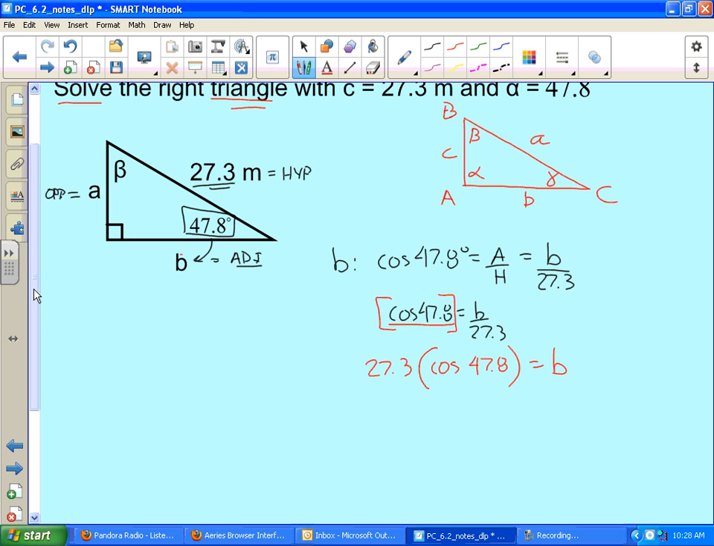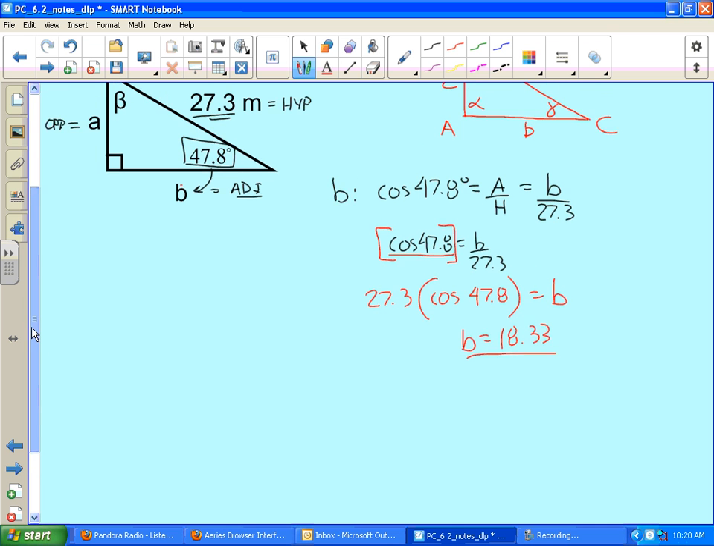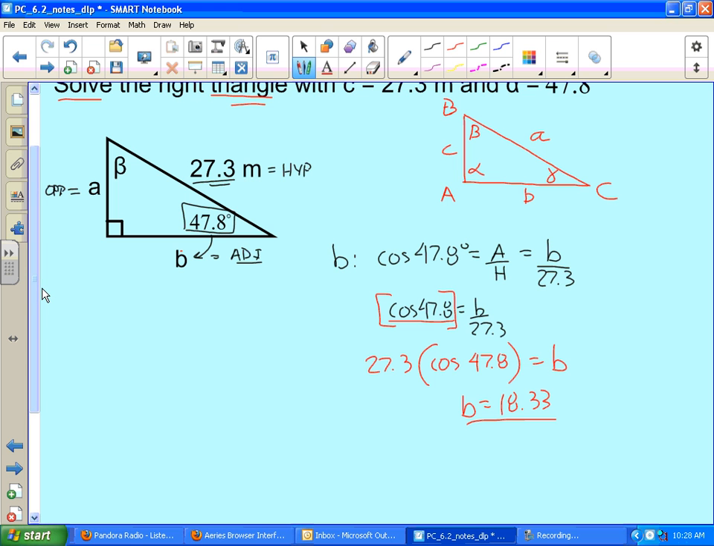Or maybe you just do it in steps. So do cosine of 47.8, get an answer, and then take that answer and multiply by 27.3. What do you get? 18.33. Thank you. Just a little rounding here. 18.33 here.